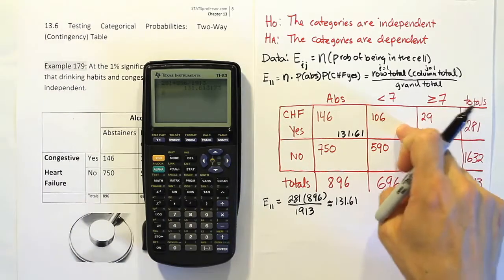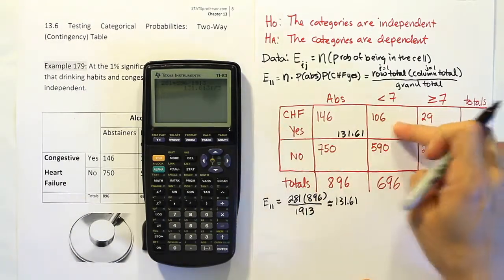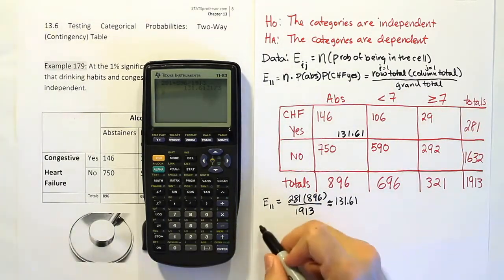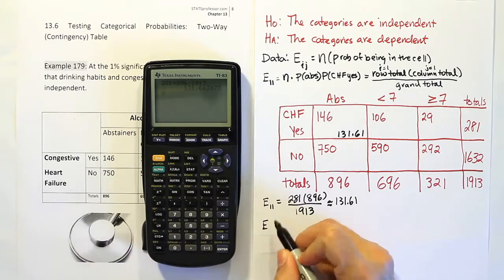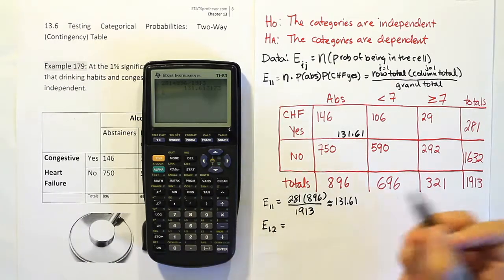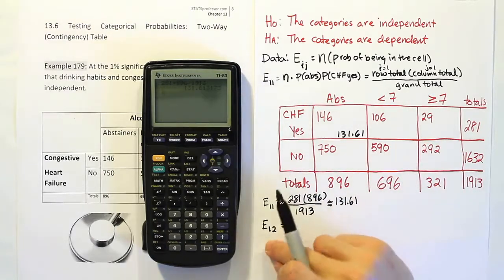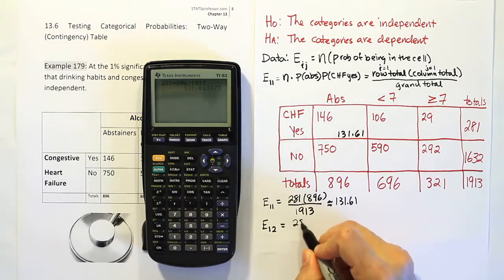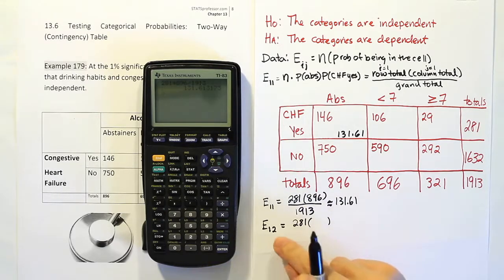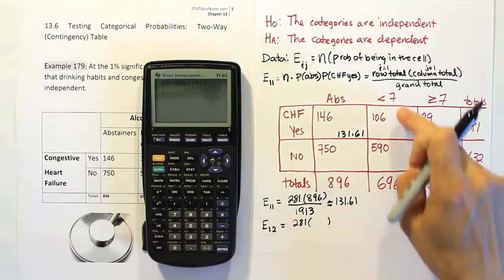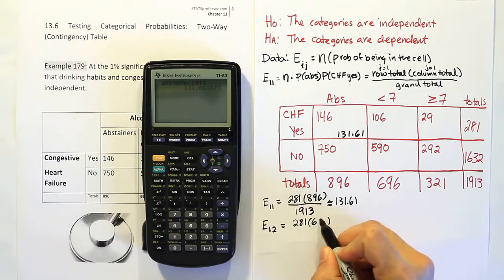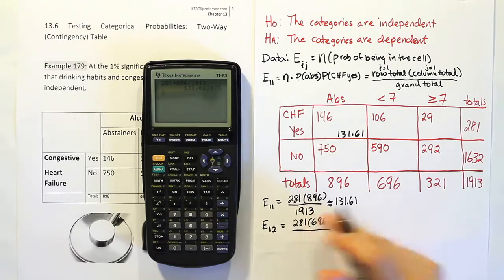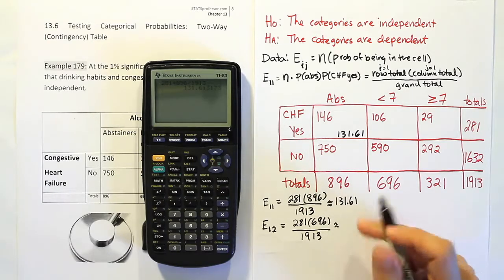What about this position? What would this position be? It'd be the first row, second column. So let's figure out what that is. What's the expected value for the first row, second column? Well, again, we'd have the row total, but it would be for the first row. So what's the row total for the first row? 281. What is the column total for the second column? That would be 696. Divided by the grand total, which is 1913.